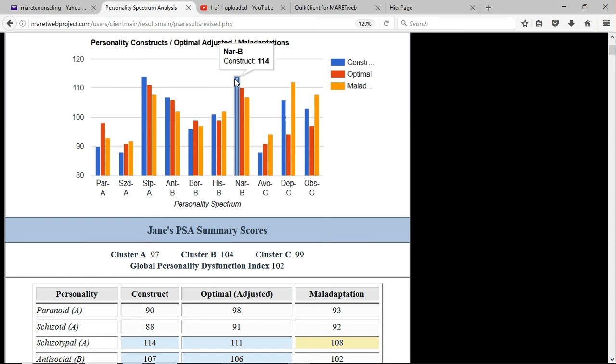Your construct is holding the highest position. The optimal is holding the middle position. Maladaptation, even though it's elevated here, is holding the right position. This, to me, with the optimal above the maladaptation, says the person is kind of winning the battle with that issue. Kind of. Got to hear that word. Kind of winning the battle.